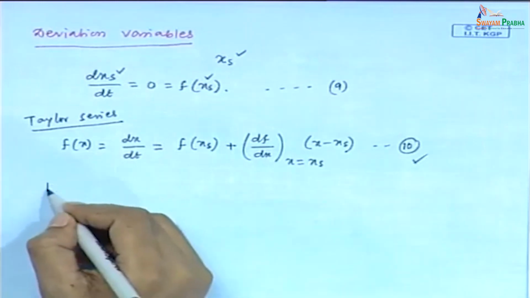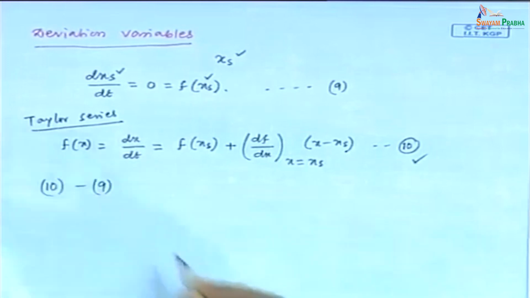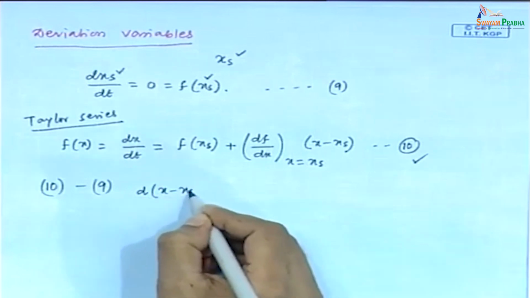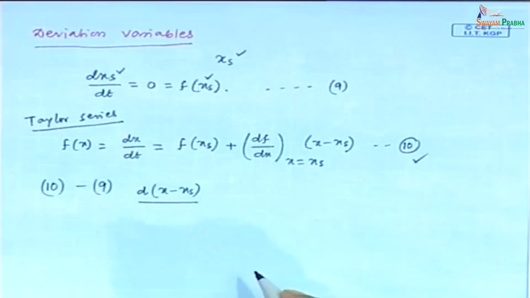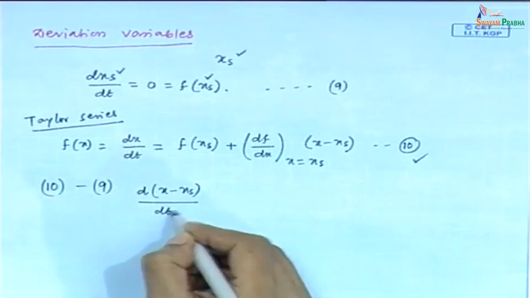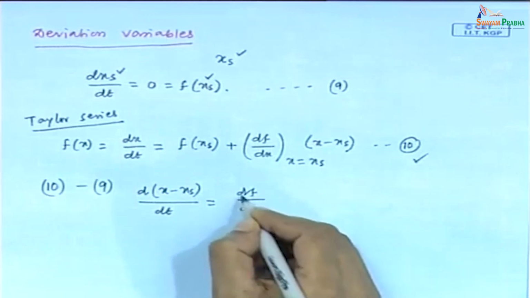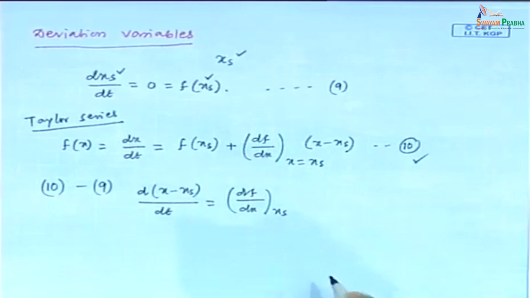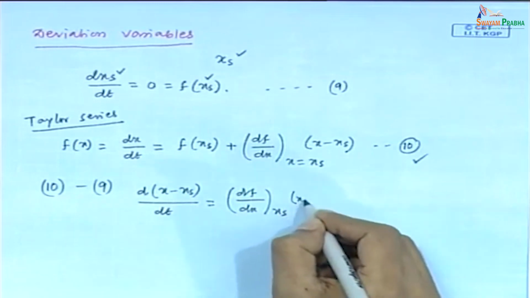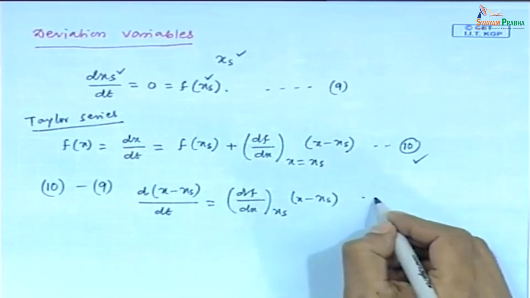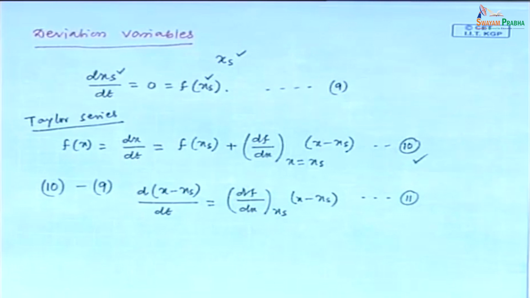Now we will subtract equation 9 from equation 10. Then we can write differentiation of x minus xs with respect to t equal to df dx at x equals xs multiplied by x minus xs. This is equation number 11.